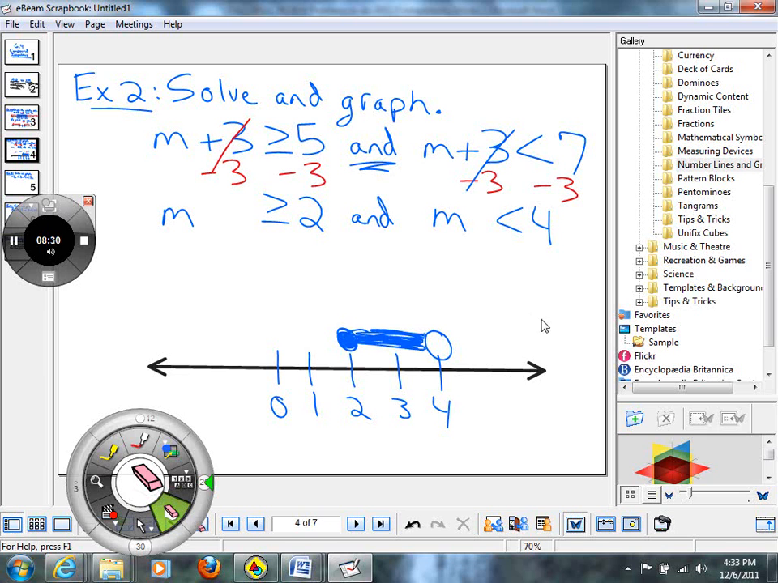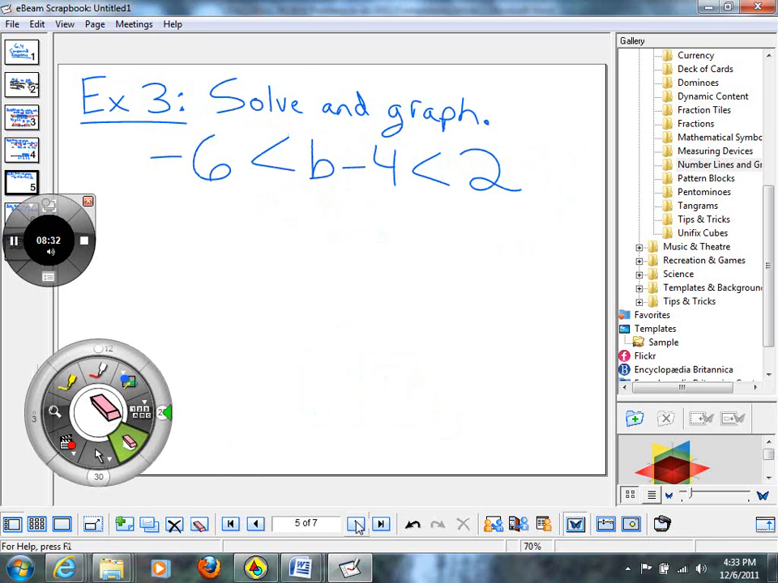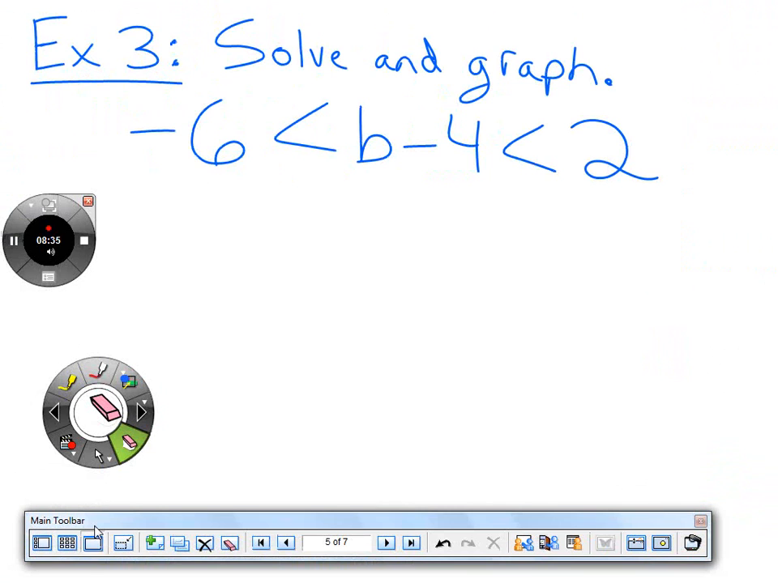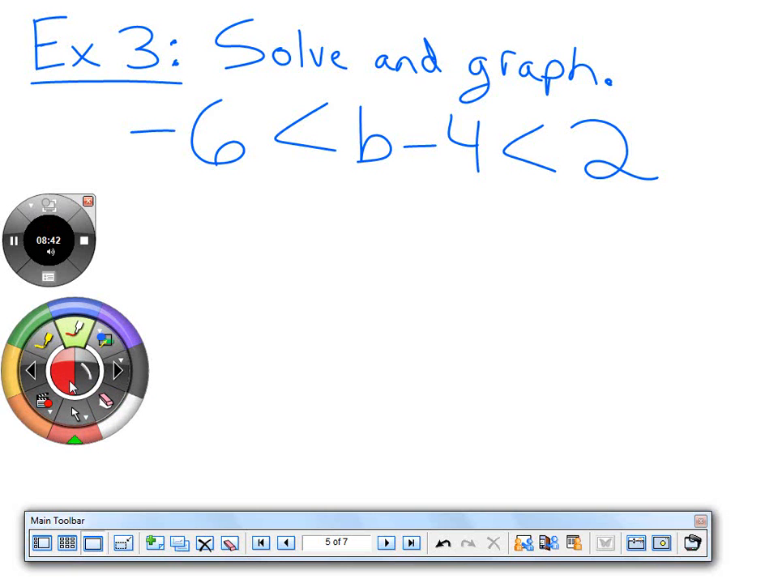Okay, so next problem. Solve and graph. Well, the and problems are the only ones where you can kind of squeeze the inequalities together like this. Notice they're all squeezed together and there's no word like and or or in between. The ands are the only ones that you can do this with. So whenever they're squeezed together, it's an and problem. So we're going to just solve for the variable. We're solving for b. So we just have to add 4 to all 3 parts.